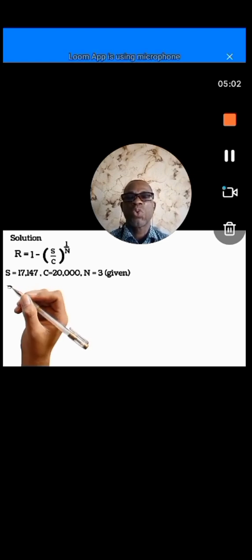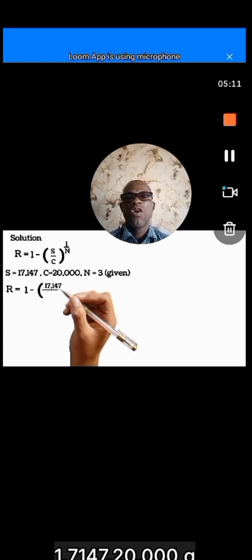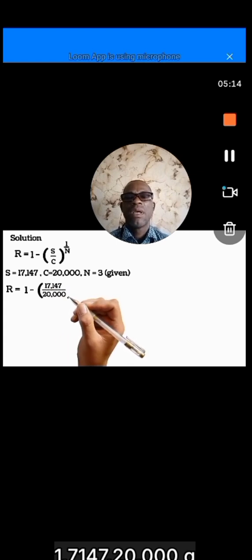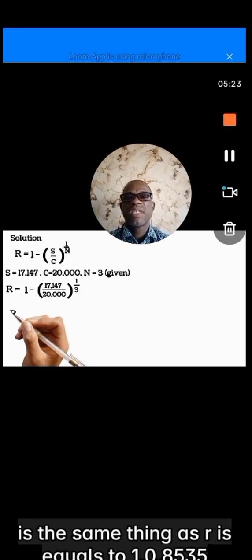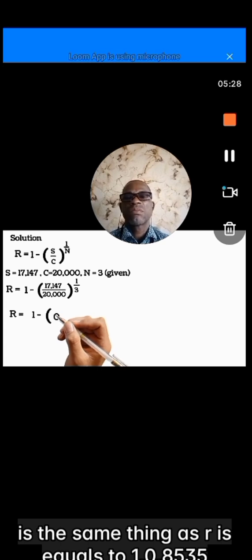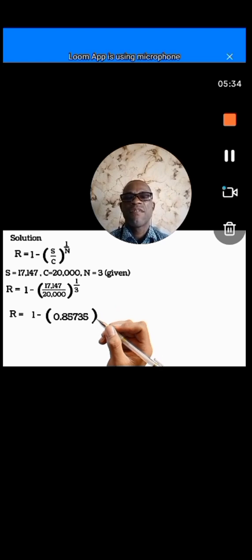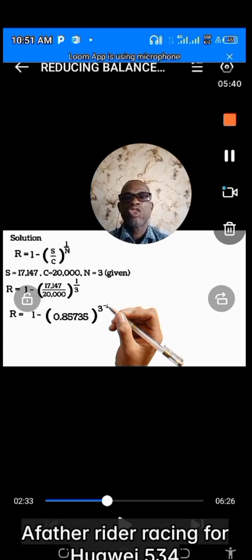Now it becomes R is equal to 1 minus 17,147 over 20,000 raised to power 1 over 3. Which is the same thing as R is equal to 1 minus 0.85735 raised to power 3 minus 1.